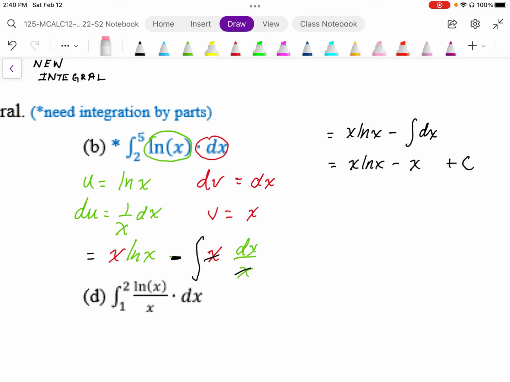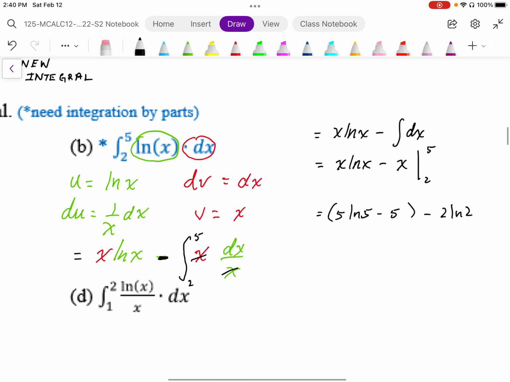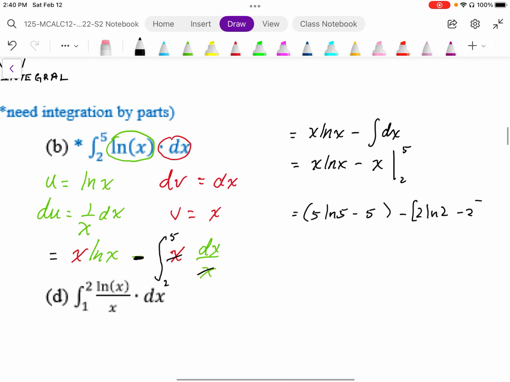Well, sorry, it's not an indefinite integral. So once we establish that, we want to put our bounds in. Okay, so I should keep my bounds in this part here, and the bounds we're going to plug in. So plugging this in, we get 5 log 5 minus 5 minus 2 log 2 minus 2. So this ends up being log 5 to the 5 over 2 squared, when I combine those logs, 5 minus negative 2 is negative 3. So that's the area under that curve from 2 to 5.